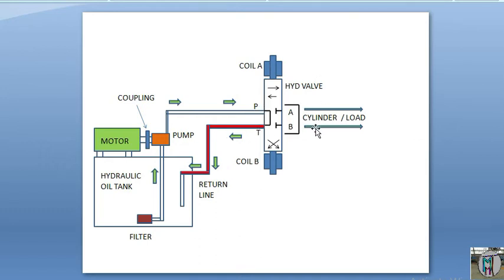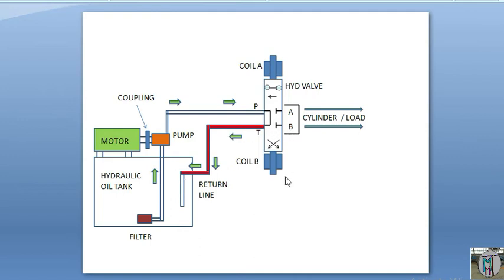When we use the pressure, suppose we give some current to coil A, so it will operate. The left arrow will show here that this is the pressure P now, and it will go to A. When it goes, B will meet T. So the pressure in our cylinder at B will be released to the tank.